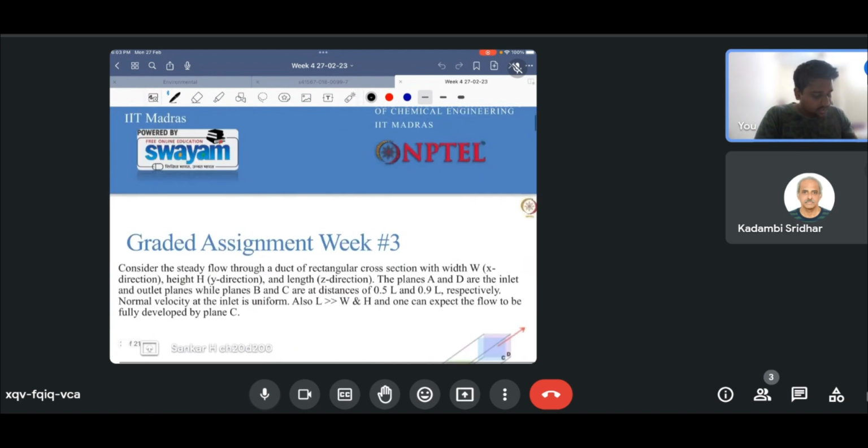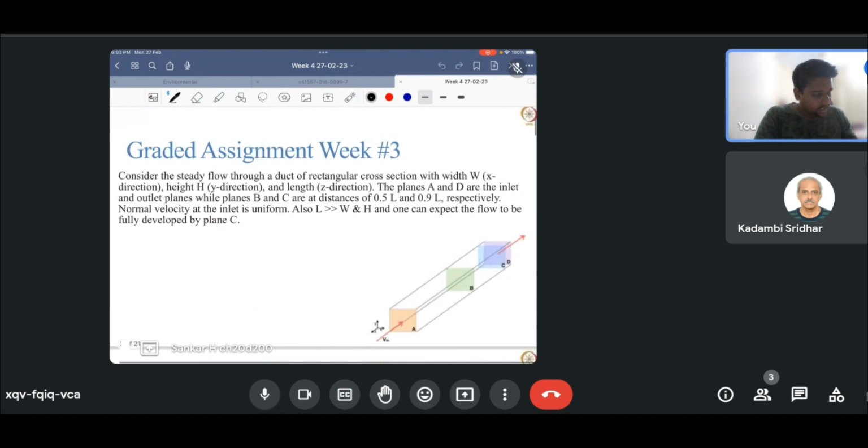This week's assignments, or week three's graded assignments, were related to a rectangular duct problem, which has a width W in the x direction, height h in the y direction, and length L in the z direction. I think I missed that out over here. There's a length L in the z direction, and all the questions are related to this particular statement.